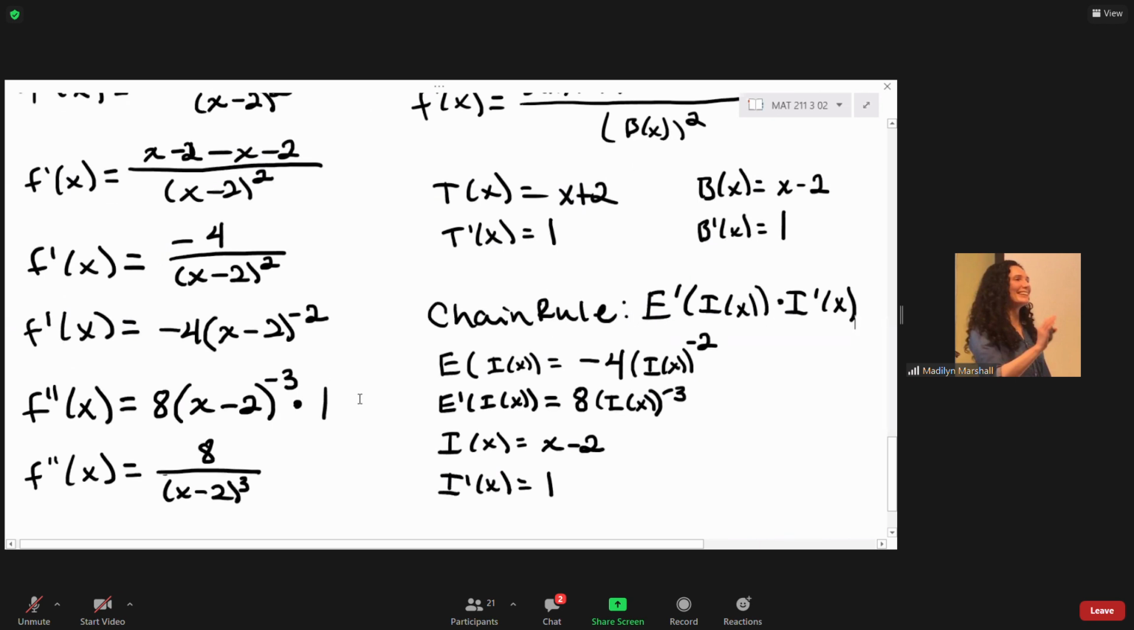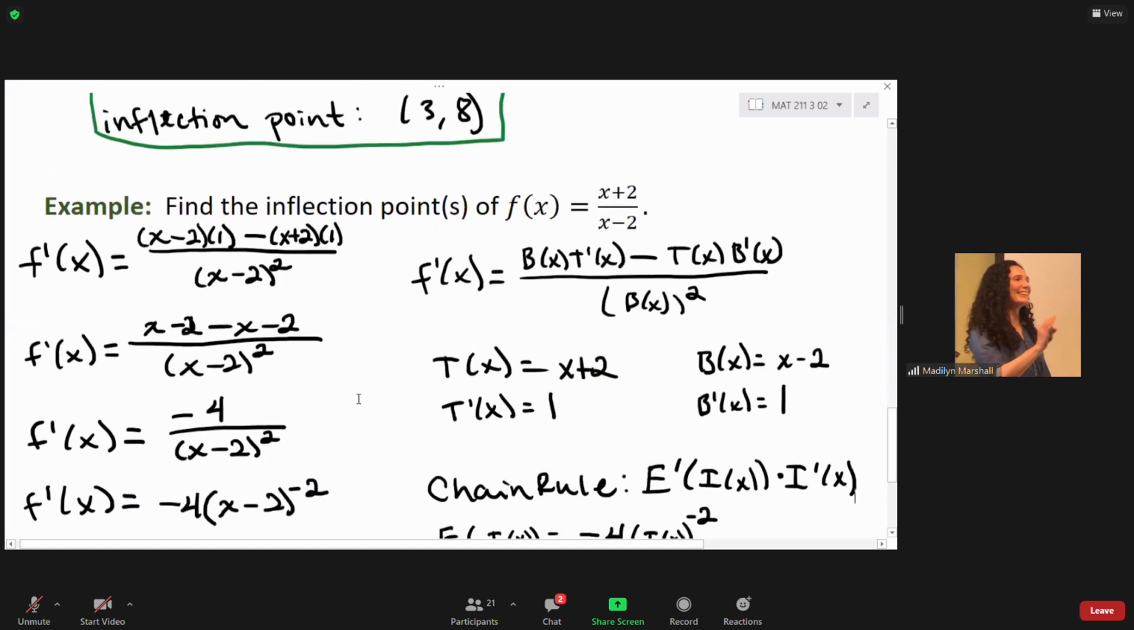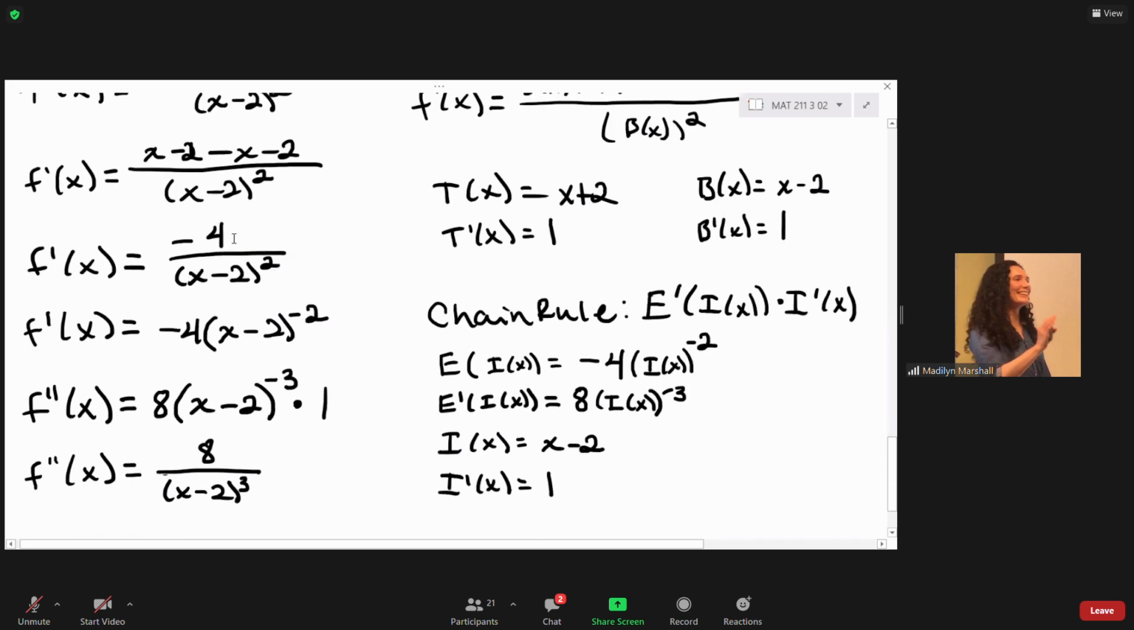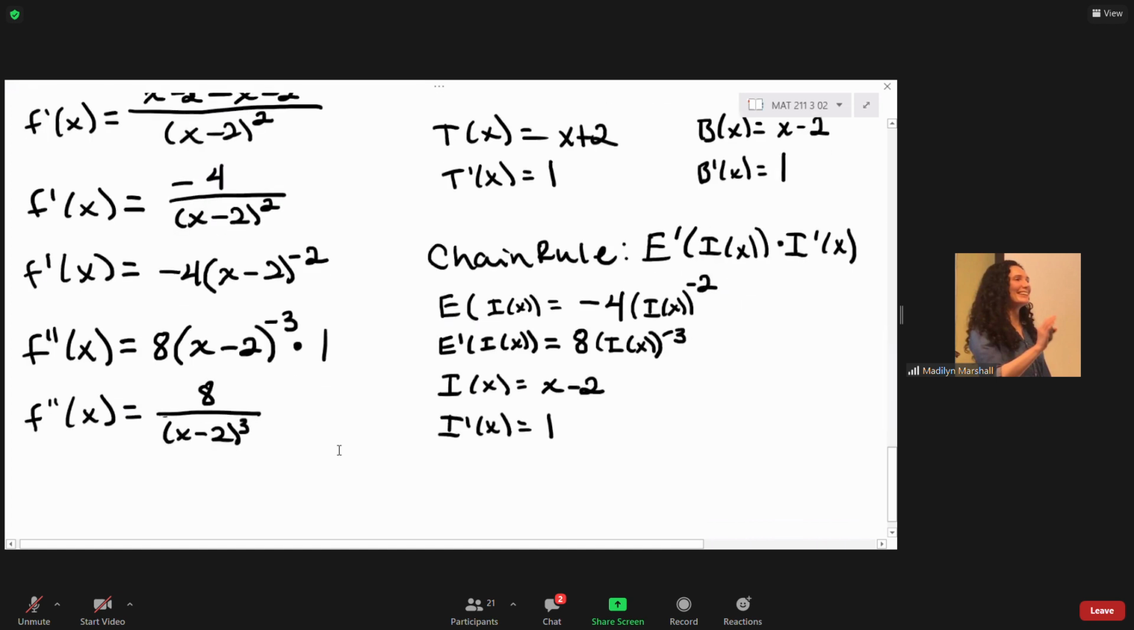So let's scroll up a little bit. So this problem, we're starting with f, which is this quotient. To find the first derivative, we used the quotient rule, t and b and t prime and b prime, and put it all in and simplified. Then to find the second derivative, we were able to use the chain rule to get that. So quotient rule and chain rule will both be on the test on Thursday.